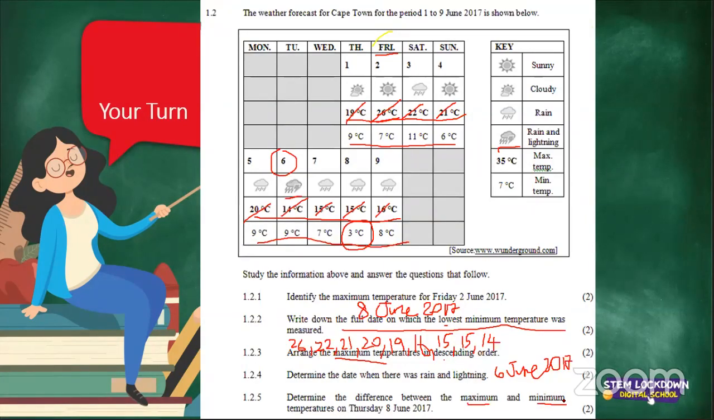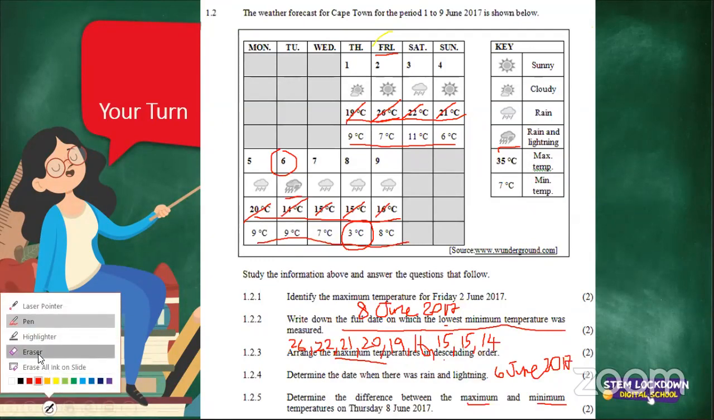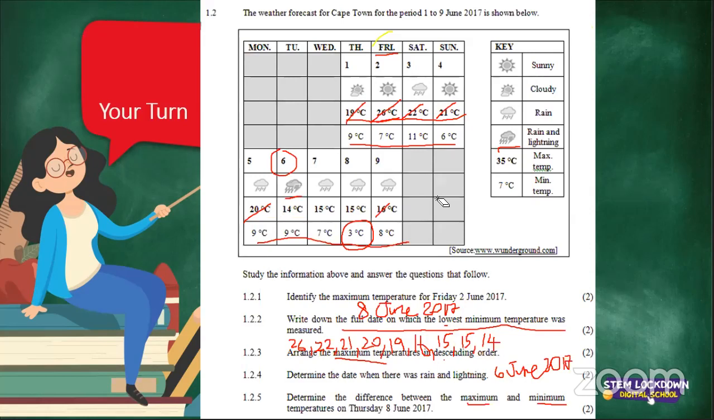They give you the date, the 8th. So just write your answer only. What is the difference between the maximum and the minimum on the 8th? Maybe to make life easy for you, let me just erase. Okay, I'm getting answers already. I'm getting 12 from my learners who are answering. Let's see if they're correct.